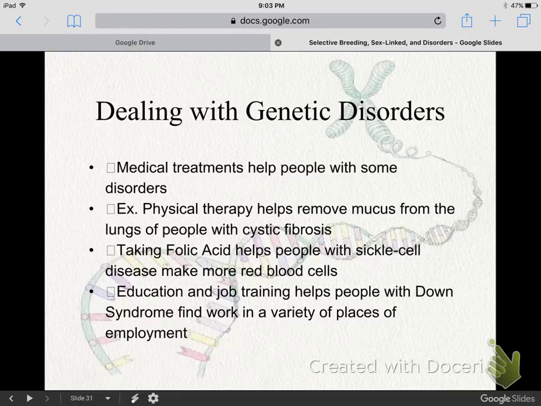So if you have a genetic disorder, ways to deal with it are, of course, medical treatments. So there are things in the medical field that can help people with some disorders. For example, physical therapy helps someone with cystic fibrosis move their mucus from their lungs and get it out of their body by hacking it up. Now, it's something that takes a while, but it does work. Taking folic acid helps people with sickle cell disease make more red blood cells so that there are fewer crescent-shaped cells. And then education and job training helps people with Down syndrome find work in a variety of places of employment so that they can live a normal life as well.